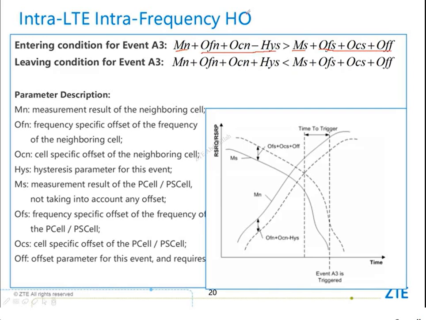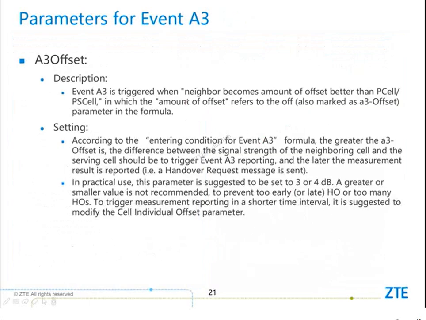So for the neighbor cell, we subtract a parameter named hysteresis. For the serving cell, we add a parameter, the offset. That means only if the neighbor cell's quality is much better than the serving cell's quality will it be handed over, right? Okay, so here there is an A3 offset.